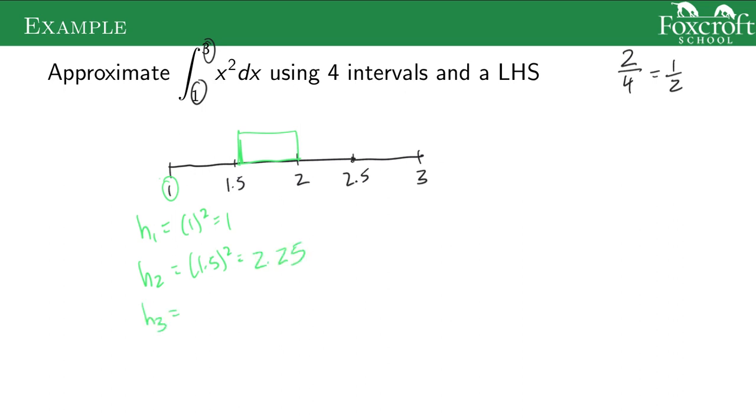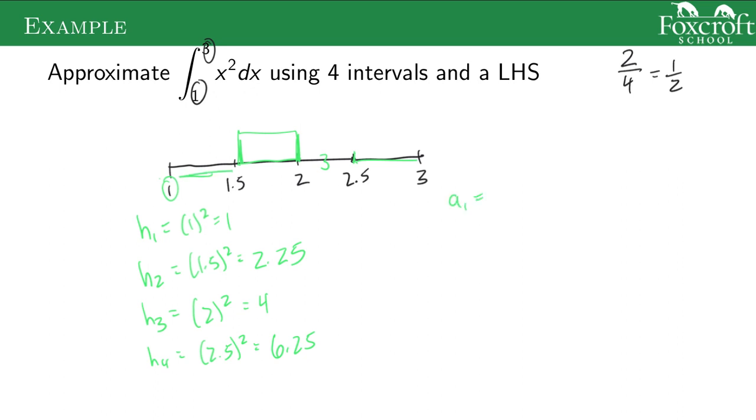The third height, well, now I'm on the third interval here. That's when I plug in the left-hand side, that's 2. And the last height is, now I'm on my last interval, I'm using the left-hand side, so when I plug in 2.5, I get 6.25. Right, and then those are the heights. They're not the areas. So the areas are all of these times the width of the rectangles.